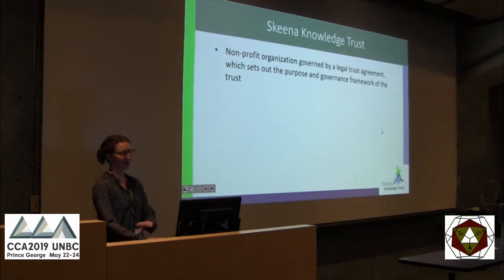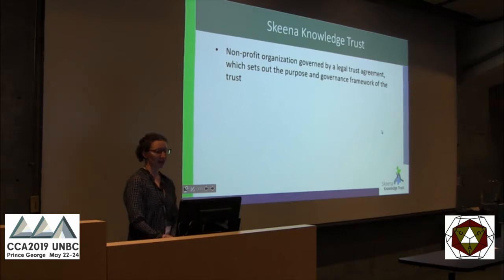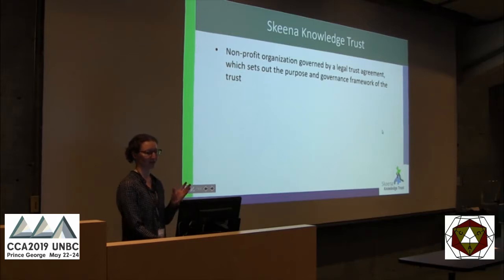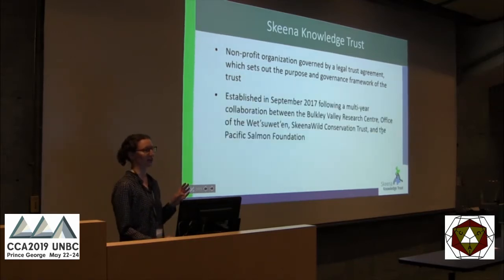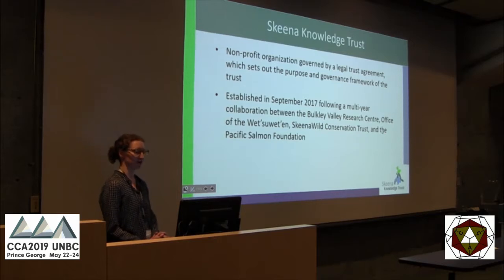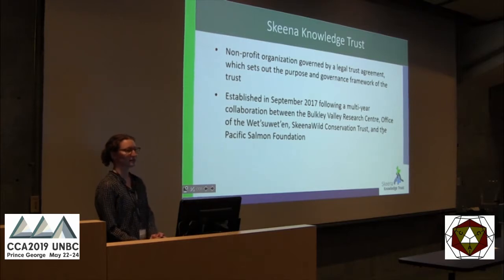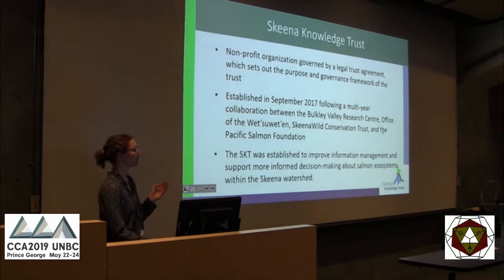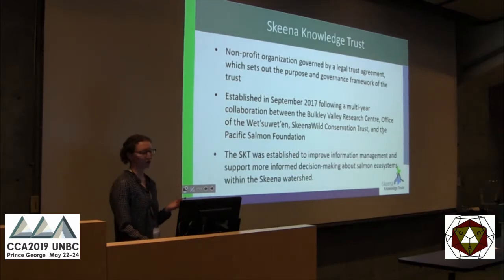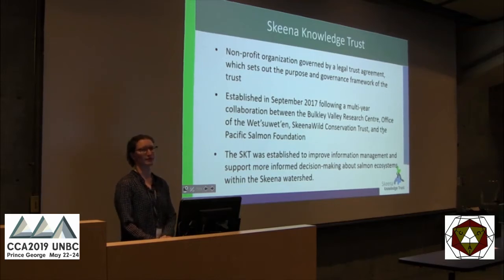So the Skeena Knowledge Trust is a nonprofit organization. It's structured as a trust, so the project is governed by a legal trust agreement, and that sets out the purpose and the governance framework of the organization. The trust was established in 2017 as part of a multi-year collaboration between the Bulkley Valley Research Center, the Office of the Wet'suwet'en, Skeena Wild Conservation Trust, and the Pacific Salmon Foundation. And the purpose of the trust is to improve information management and support more informed decision-making about salmon ecosystems in the Skeena watershed.